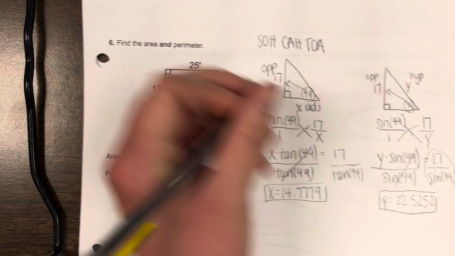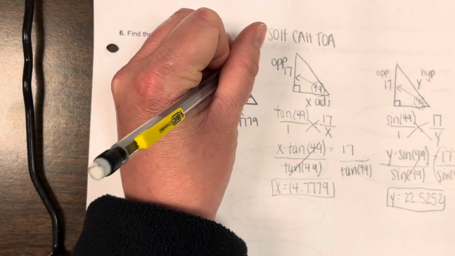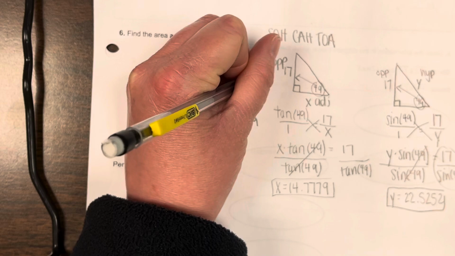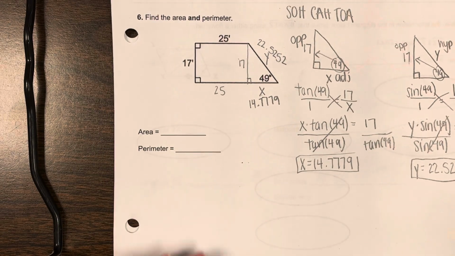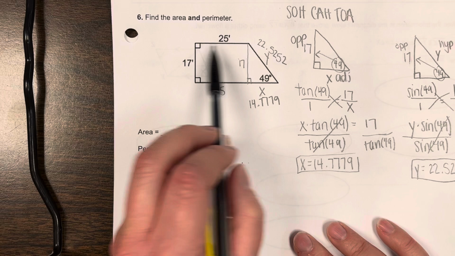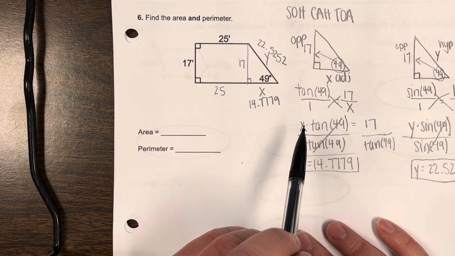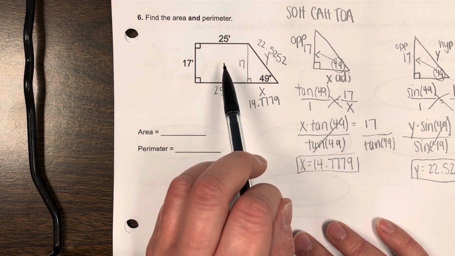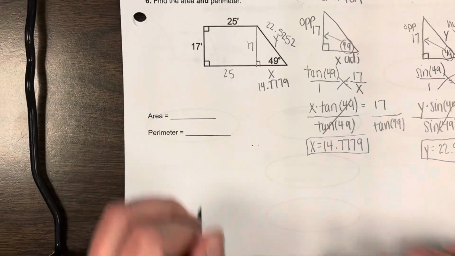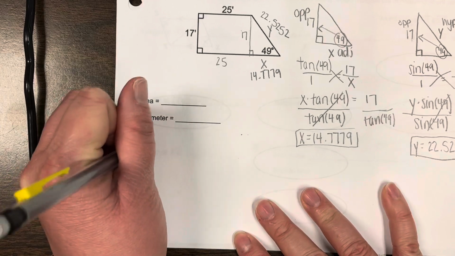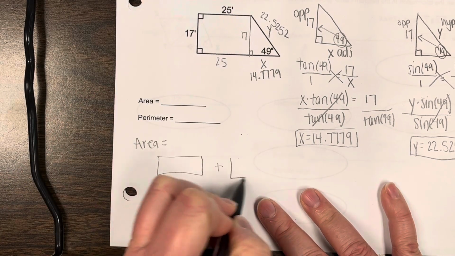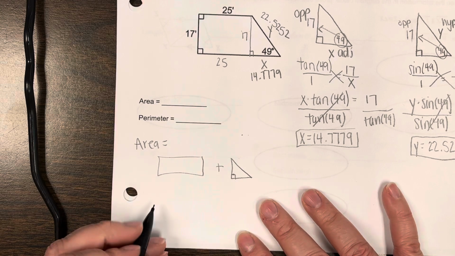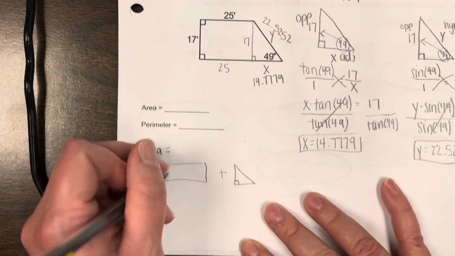So now to find all our answers, 22.5252. I think just labeling the picture is a lot easier here. So area and perimeter. So area, you could either do area of the trapezoid, or if you don't remember the formula for that, you could do area of the rectangle plus area of the triangle. So I'm going to do area like that, just in case you forget. So rectangle plus triangle. So area of the rectangle is base times height, 17 times 25.